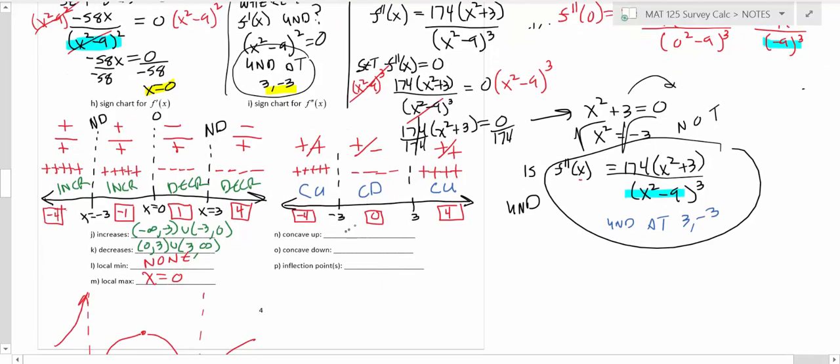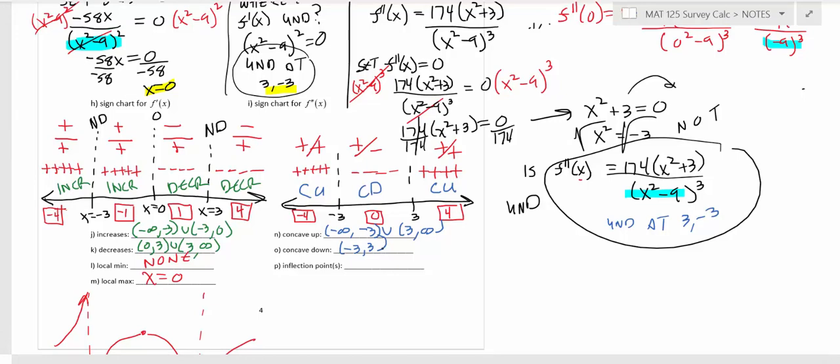Okay, so we're ready to put that together. So it goes like this. So concave up, we would say negative infinity to negative 3, union 3 to infinity. Okay, and then concave down is going to be between negative 3 and 3. Okay, so we got that. The sign chart. So what you're doing is taking that second derivative, test points, and using those test points.